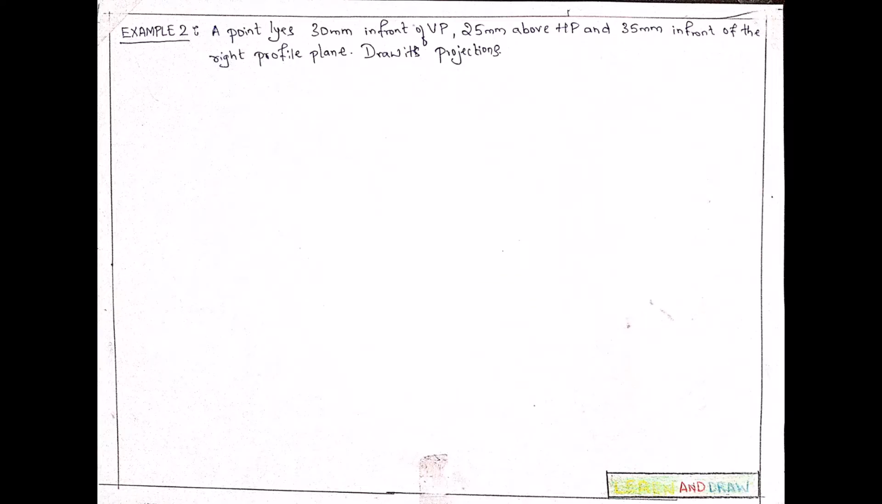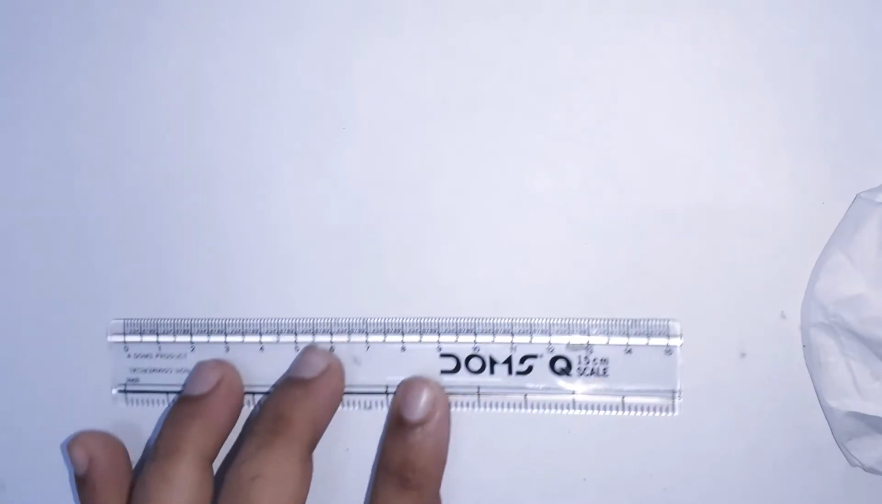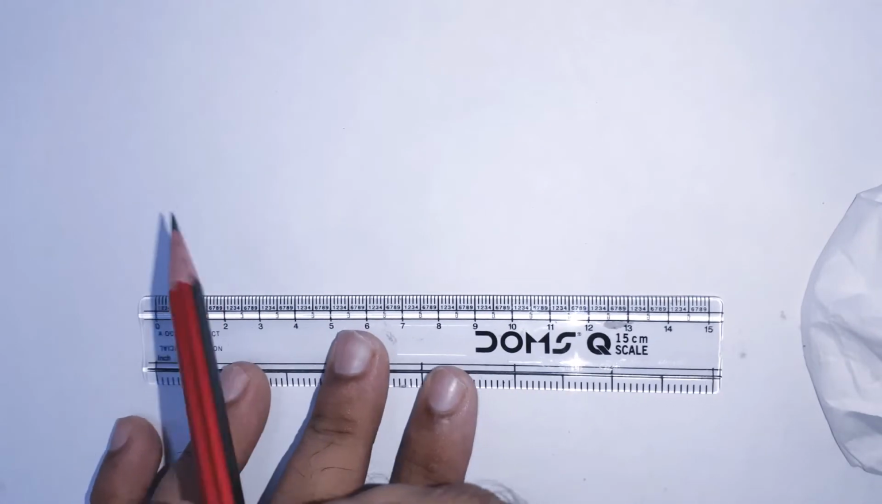Example 2. A point lies 30 mm in front of VP, 25 mm above HP, and 35 mm in front of the right profile plane. Draw its projections. To solve this problem, let's first draw an XY line of convenient length.